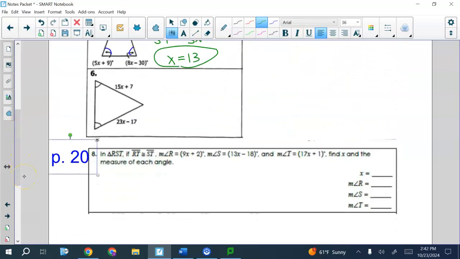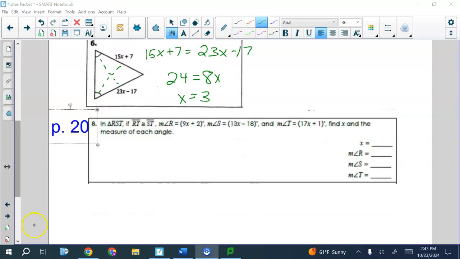All right, for 6, we're given the two sides, and we know the base angles are equal. So the side across from those base angles that are equal are also equal. So we would set this one up about the same way. 5x plus 7 equals 23x minus 17. All right, so go ahead and pause the video and see if you can figure out what x is. All right, if we solve for x, we get x to be 3 to make this an isosceles triangle.